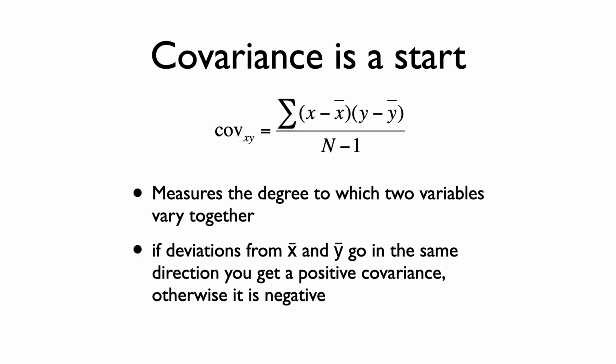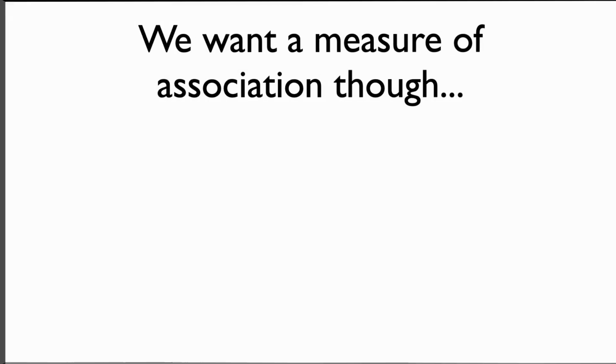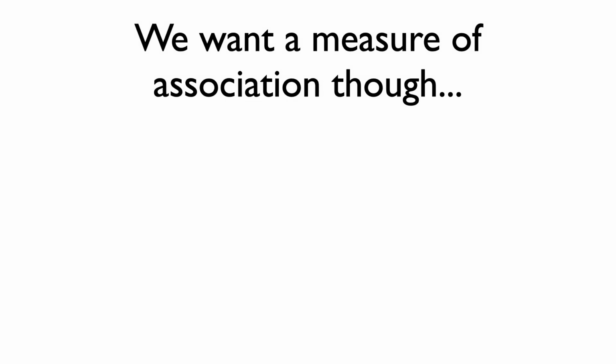Covariance is a start. This is going to get us somewhere. This is going to at least tell us what direction the relationship goes in. And we can probably look at the variance and the covariance and go, okay, how much of the variance goes together? We could do that. We want more than this. We want a measure of association. How much are two things associated, right? Obviously, where am I going? I'm going to the Pearson correlation coefficient. That should be blindingly obvious to everyone in the room.